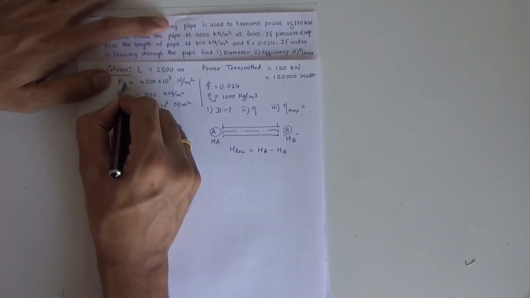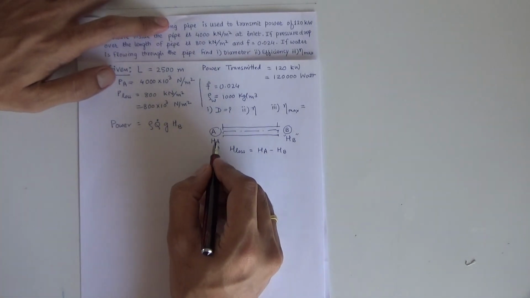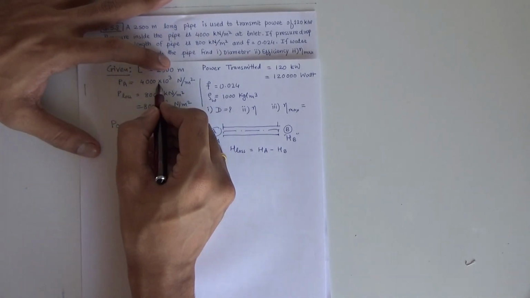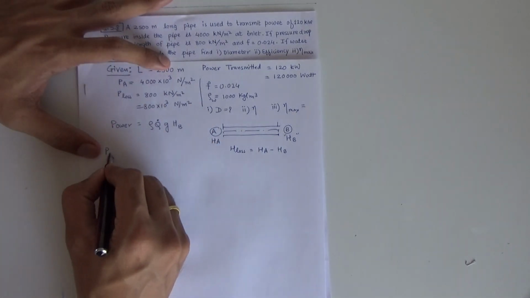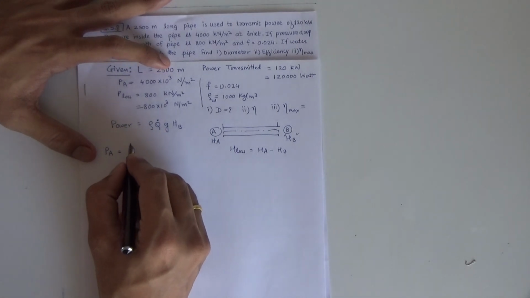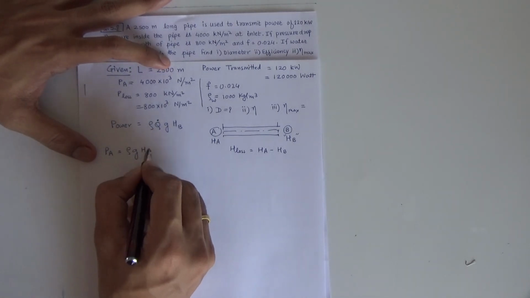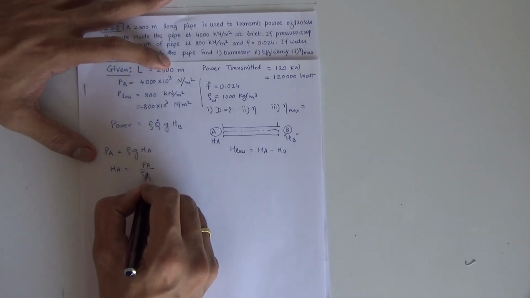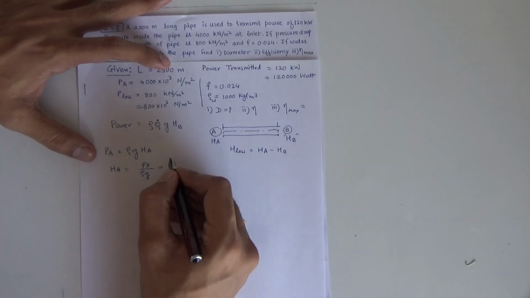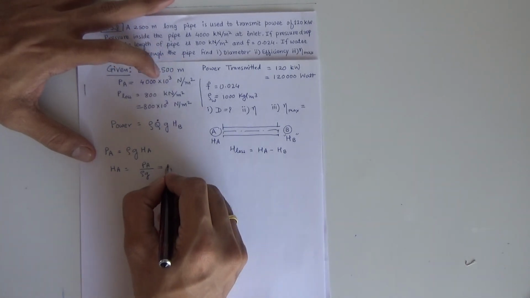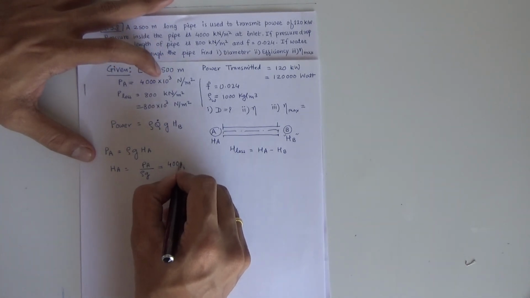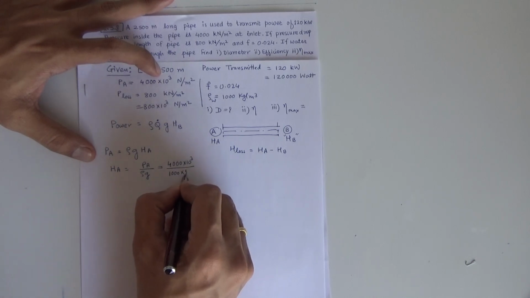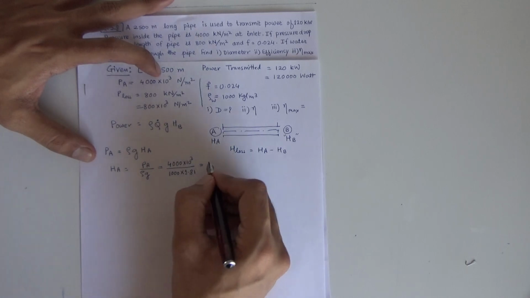I'll signify this as HA instead of PA. Firstly, we have to convert these both quantities in terms of meter, because they are given in terms of Pascal. So what is pressure? PA is equal to rho g HA. So HA will be PA upon rho g. So PA is 4000 into 10 raised to 3 upon 1000 into 9.81. So you will get some value of HA.